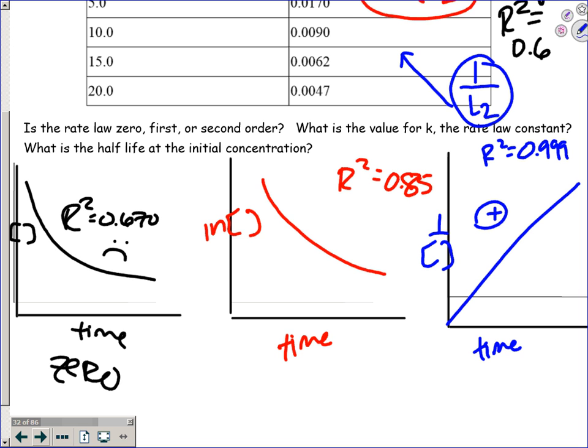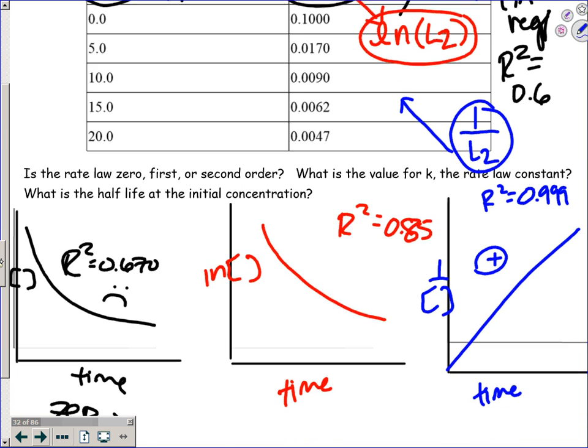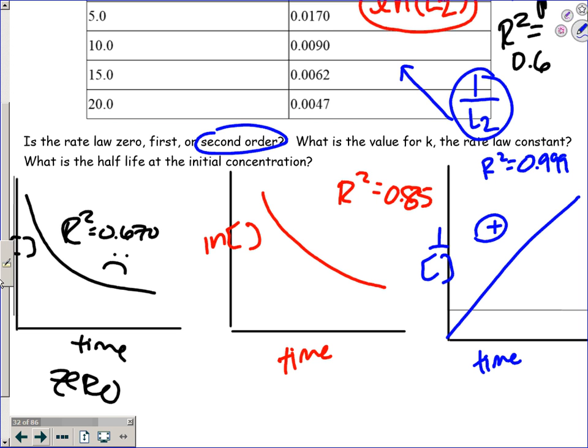So what we have to do is, given a set of data, just like we just did here, you have to graph it 3 ways. You have to run linear regression on the 3 different manipulations of concentration. Once you do all that, then you can claim through evidence which is the most linear relationship, second order. So whatever this reaction is, it is a second order reaction.